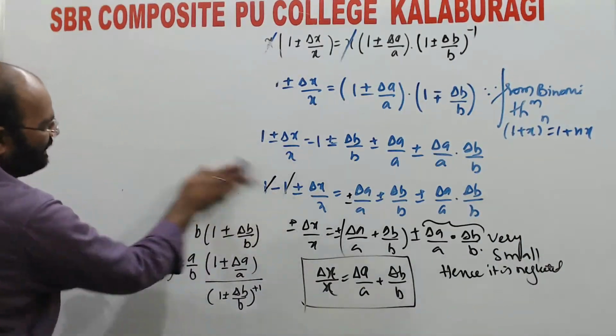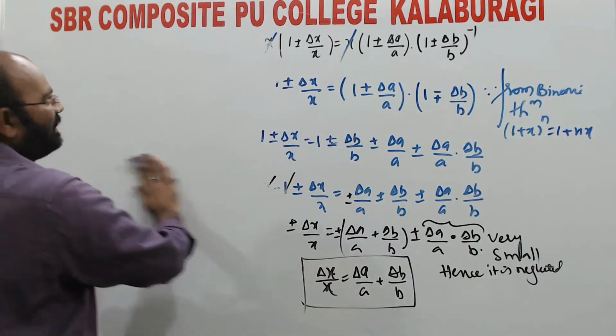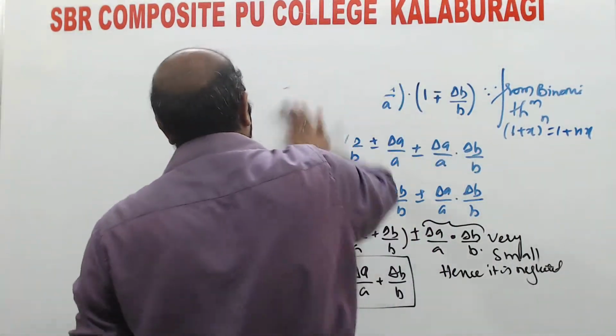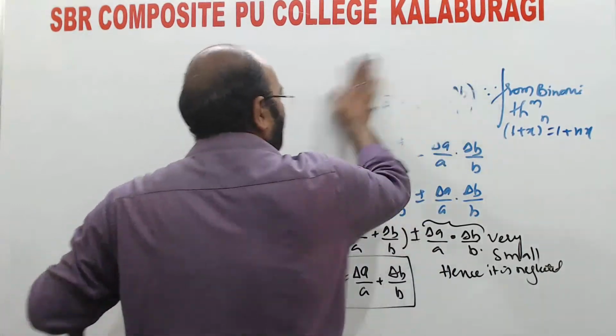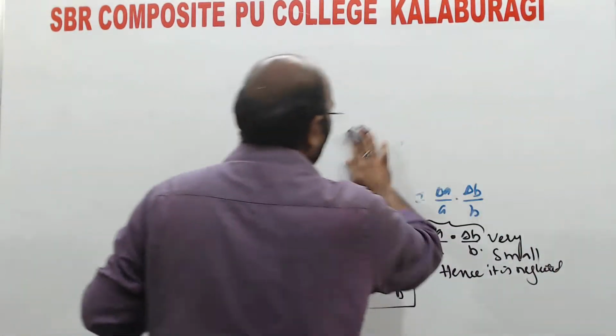The next one, error in powers. This is most important. Remember, error in powers. We can go for the next heading there, the errors which are obtained in powers.